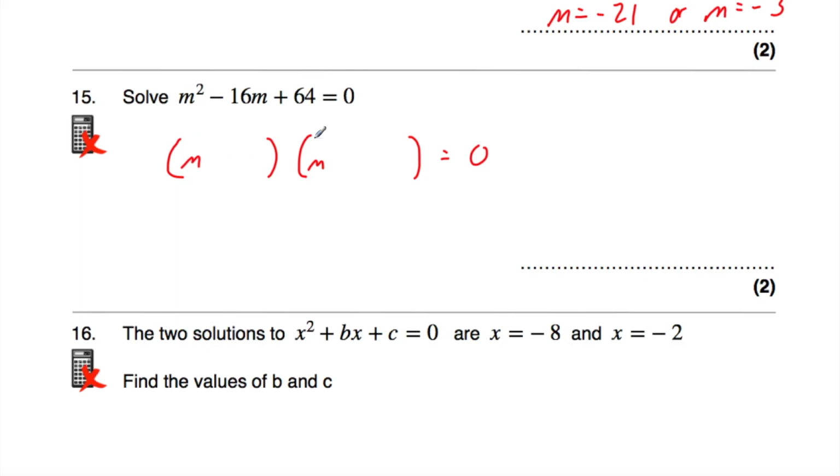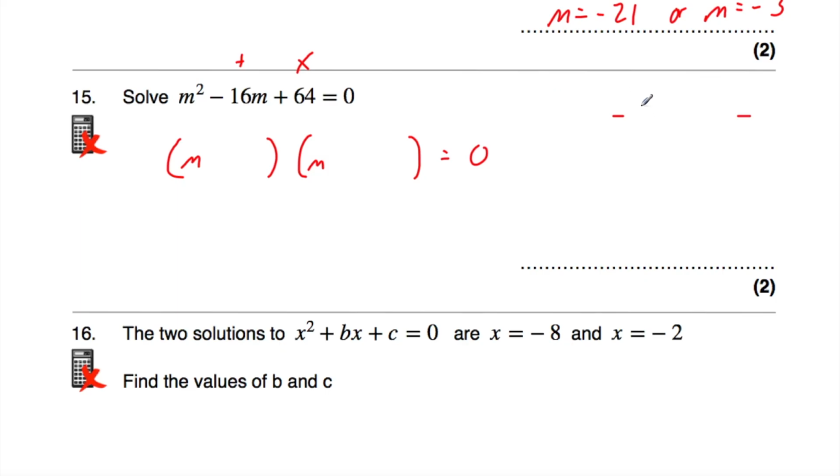Now, in terms of the numbers in the brackets, they're going to times together to be 64, and they're going to add together to be negative 16. Now, because they times together to be a positive, but add together to be a negative, they're both going to be negative numbers inside the brackets. Now, in terms of this, I've spotted the answer already. I know it's going to be negative 8 and negative 8, because negative 8 times negative 8 is equal to 64, and negative 8 plus negative 8 will be equal to minus 16.